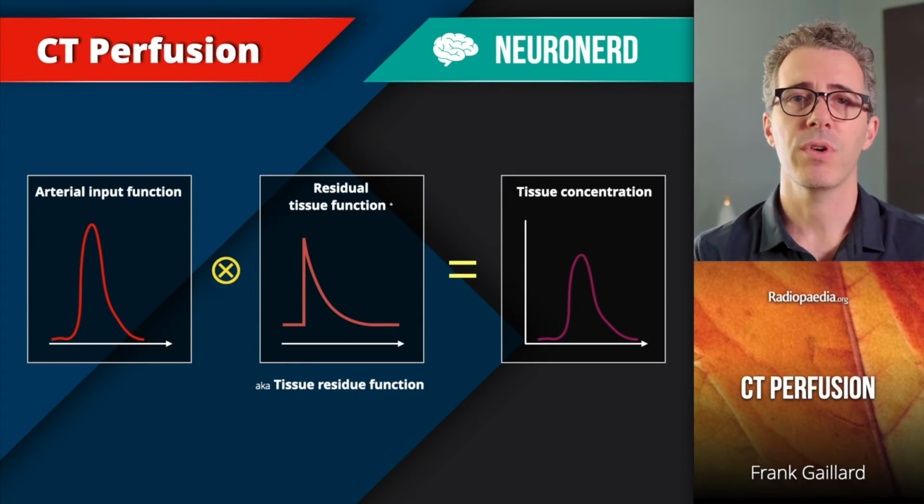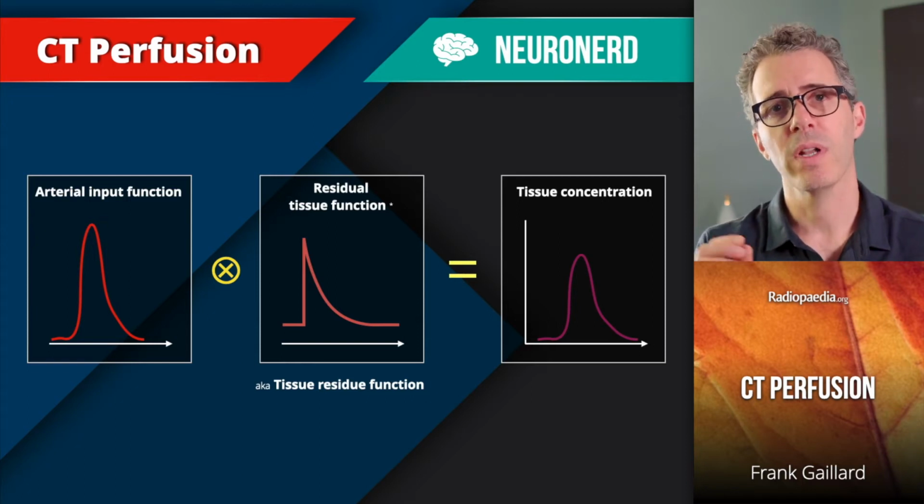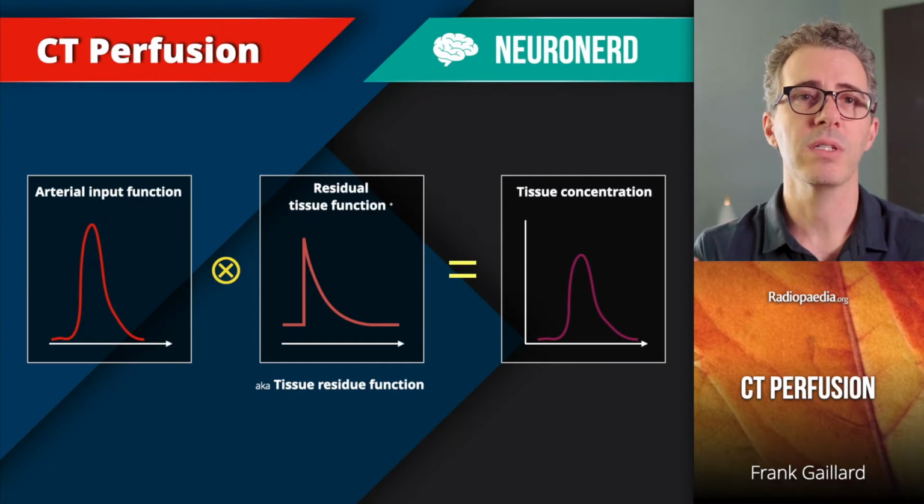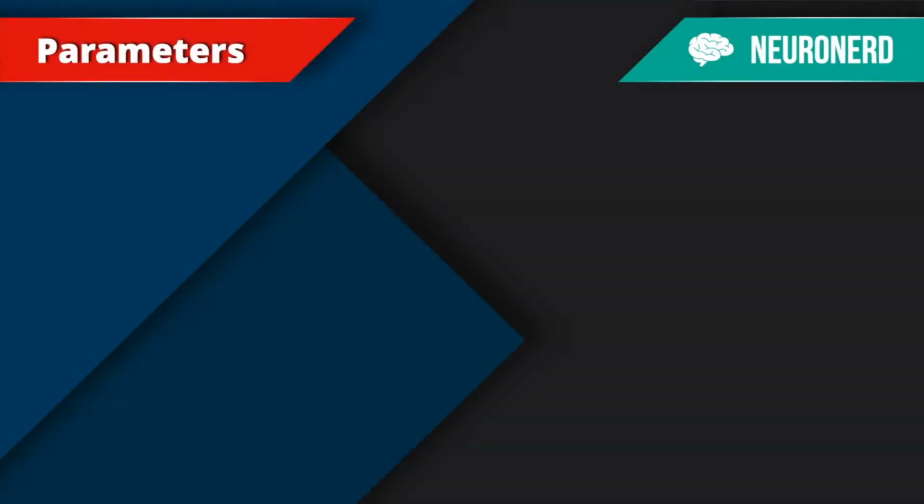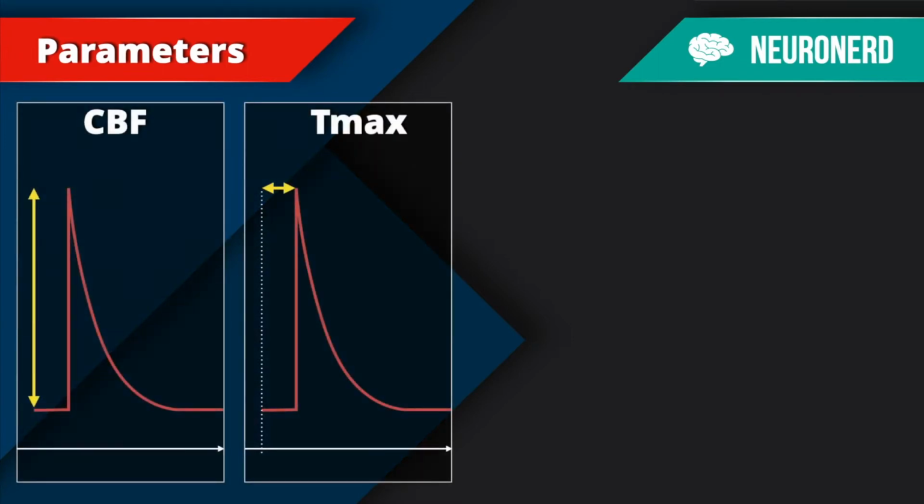Anyway, we now have 3 curves. 2 of them are measured and 1 is calculated, and from these curves we can derive all the other parameters. Directly from the residual tissue function, we can obtain cerebral blood flow and Tmax. Cerebral blood flow is simply the maximal height of the residual tissue function, and Tmax is the time from the arterial input function to the maximum value of the residual tissue function.